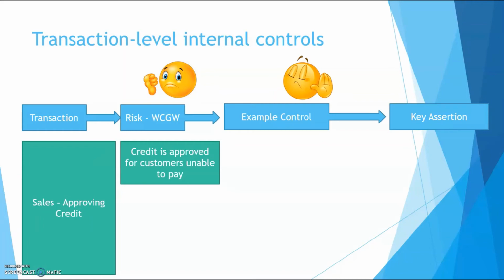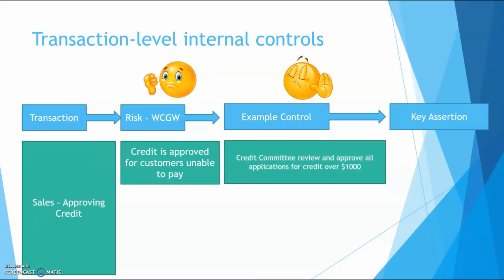So what could go wrong? Credit is approved for customers unable to pay. So how are we going to stop that from happening? Credit committee review and approve all applications for credit over $1,000. So this is kind of like the example I provided on the previous slide, where when a new customer is set up, the credit committee or the CFO or the CEO, depending on the actual control, has to approve it, and then that's uploaded to the system. And the assertion is accuracy.